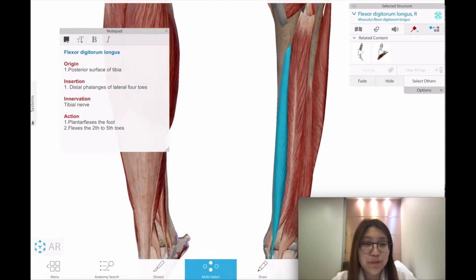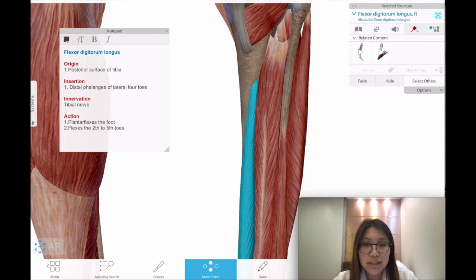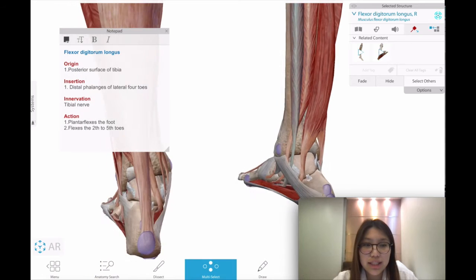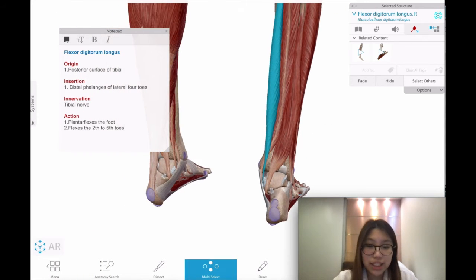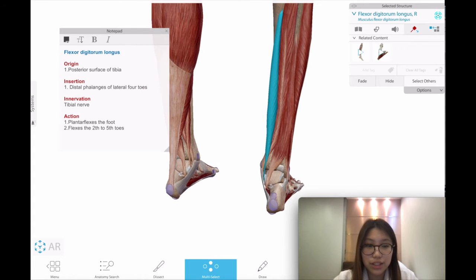This is the flexor digitorum longus. It originates at the posterior surface of the tibia and inserts at the distal phalanges of the lateral four toes. The innervation is the tibial nerve, and the action is to plantar flex the foot and flex the 2nd to 5th toes.